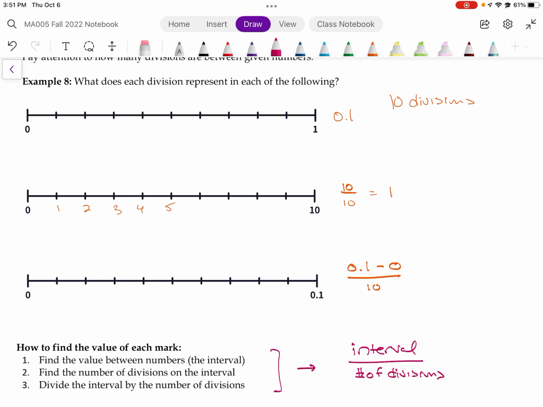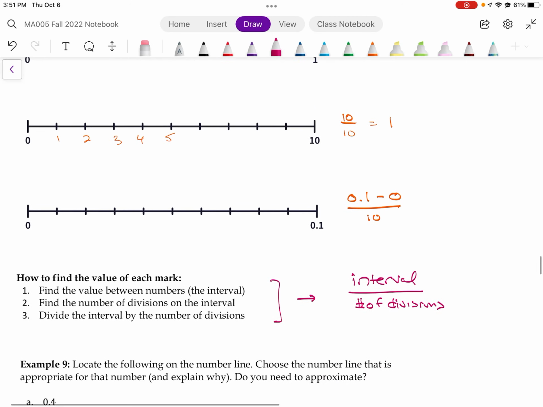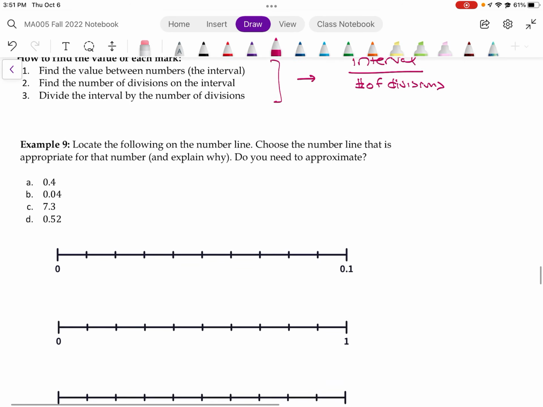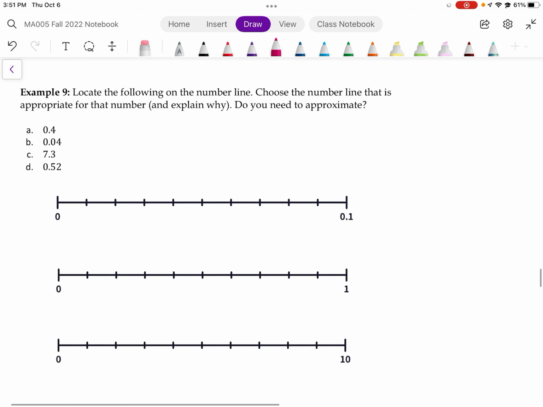Okay, the interval divided by the number of divisions. All right, so that's how you find that. And that's important to be able to make your own number lines. So locate the following on the number line and choose the number line that is appropriate for the number. Explain why to yourself, and I'll try to explain that to you. And do you need to approximate?